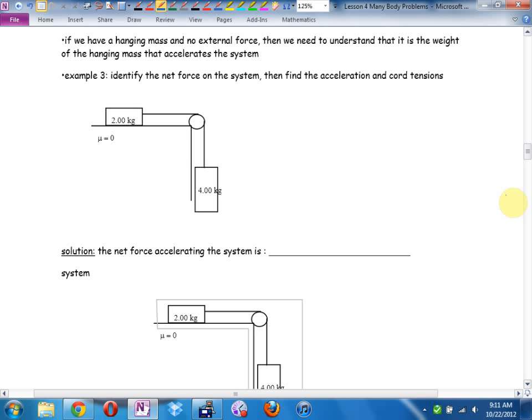I like this question. Oh, you know what, though? There's no friction. I like this question if there was friction. If there was friction, this would be a nice question. You ready? Let's find out.